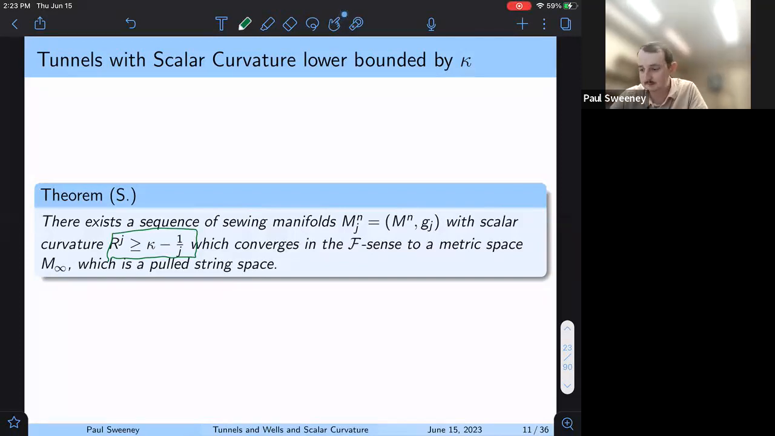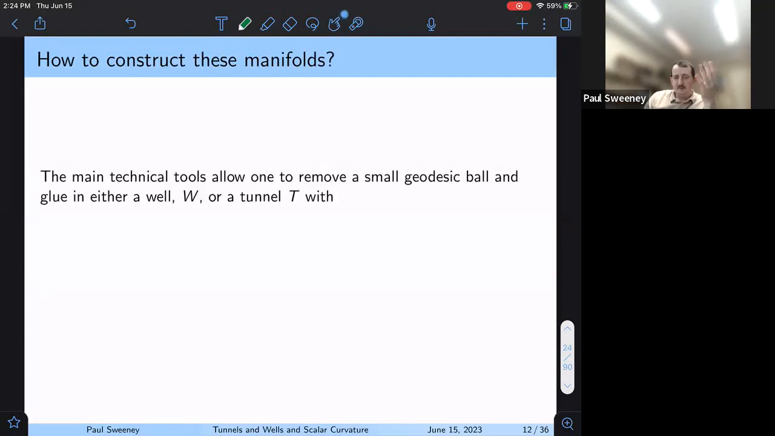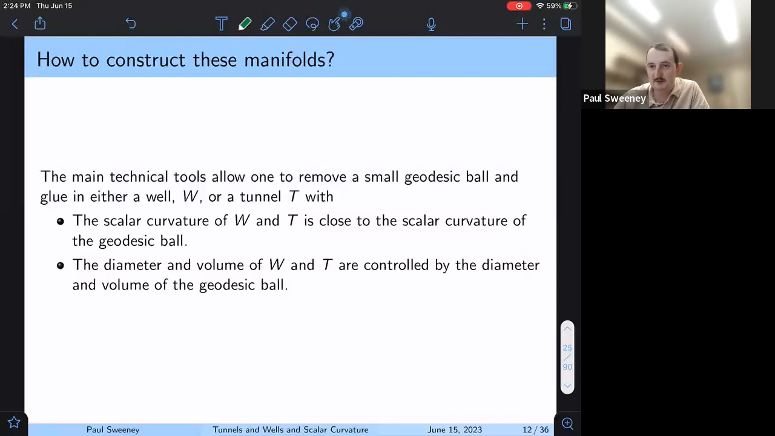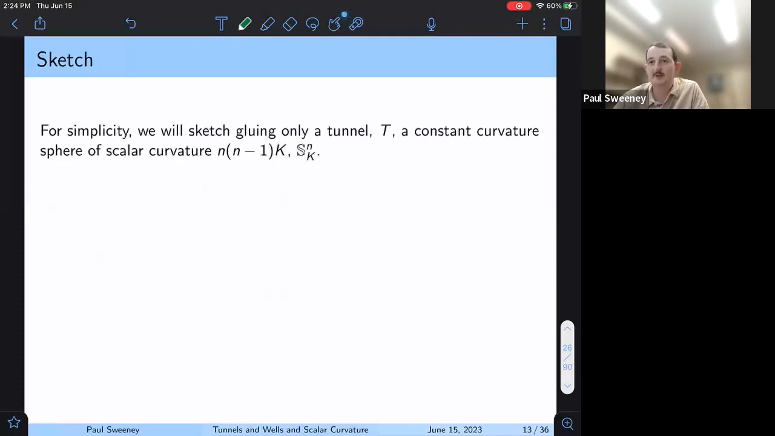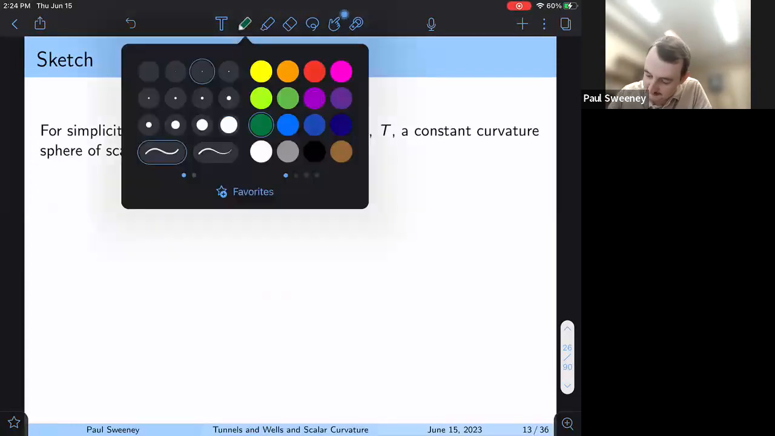All right. So now let's talk about how we can actually construct these tunnels or wells, and sketch the proof of the proposition I had a few slides ago. So what do we do? Like I've been saying, we want the scalar curvature of the tunnel to be close to the scalar curvature of the geodesic ball. We want to control the diameter and the volume of the tunnel and the well. Just for simplicity, formula-wise, we'll consider the case when we're gluing to, say, a space of constant sectional curvature. But I'll make this comment.